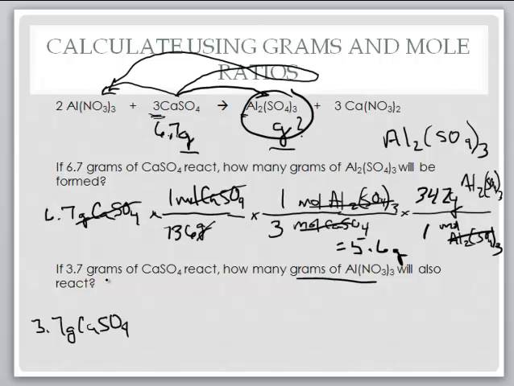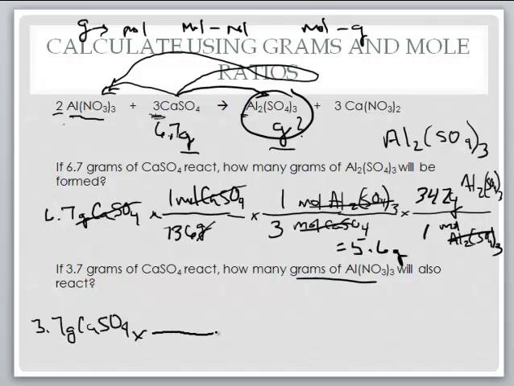So since we're starting with grams, again, we always want to convert to moles because we can use the mole ratio from the reaction to get moles of aluminum nitrate, which we can then convert to grams. So you're always thinking grams to moles to moles, and then moles to grams.